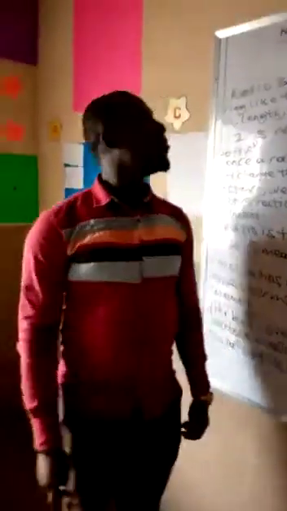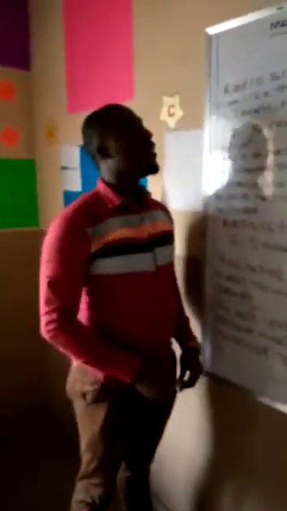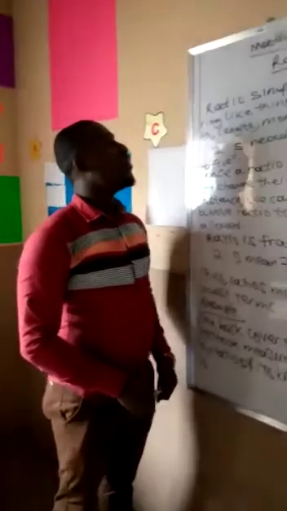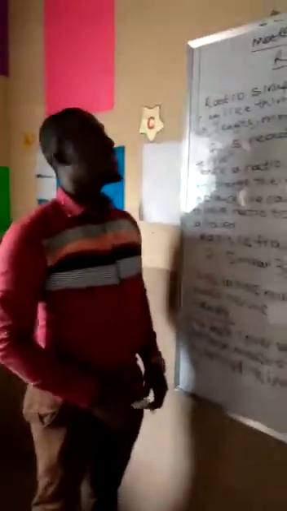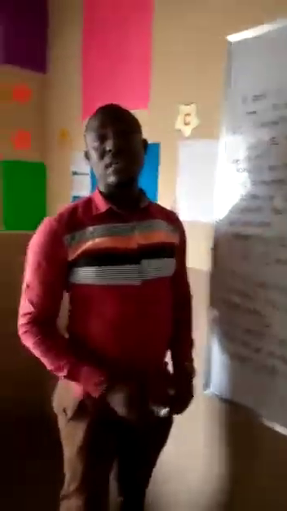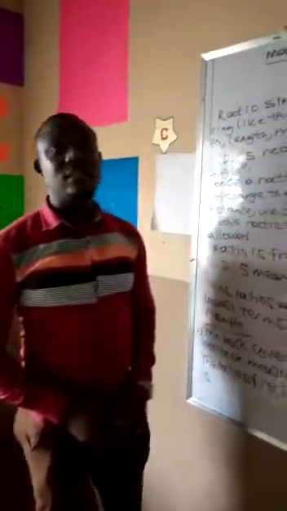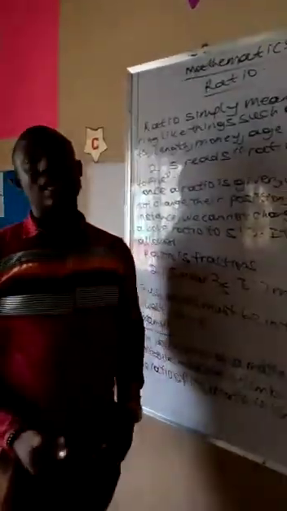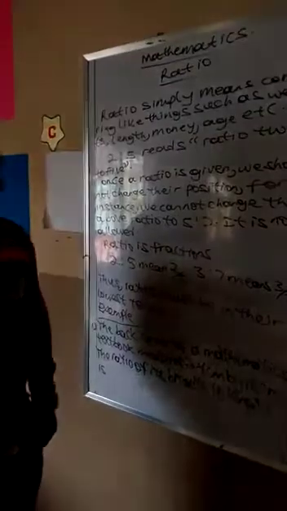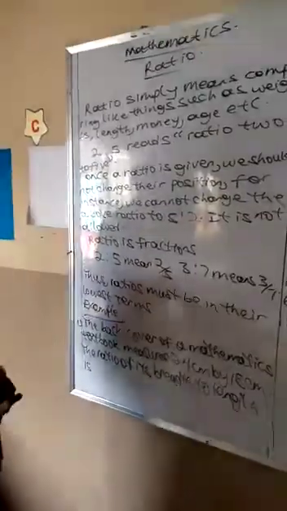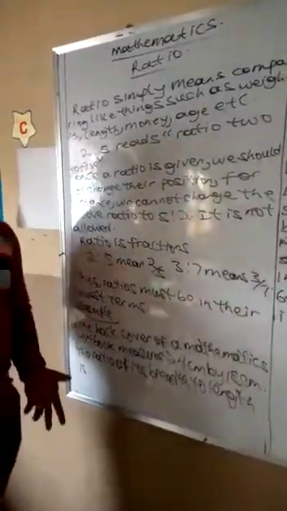In our online class today, we are going to be looking at ratio. Ratio simply means comparing things that are like. We don't compare unlike things in ratio. We compare things that are like. We can use ratio to compare weight, compare length, compare money, compare age.